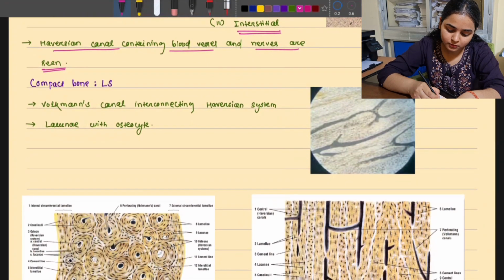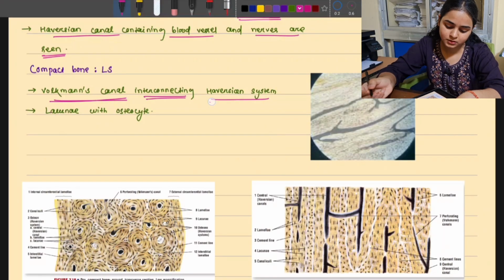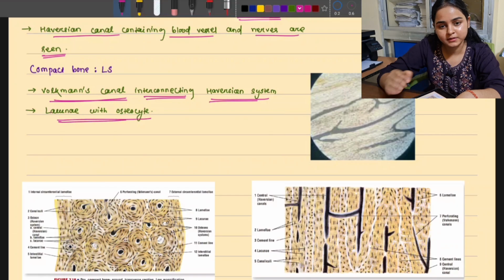Now, what are the features of compact bone in longitudinal section? The only difference is the Volkmann's canal that are present in the longitudinal section that are interconnecting 2 haversian systems, and lacuna with osteocyte are present in both.